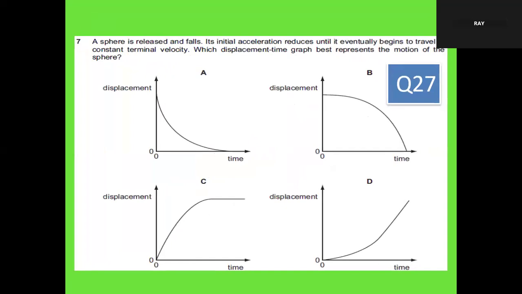This one? A sphere is released and falls. Its initial acceleration reduces until it eventually begins to travel at a constant terminal velocity. Which displacement time graph best represents the motion of the sphere?